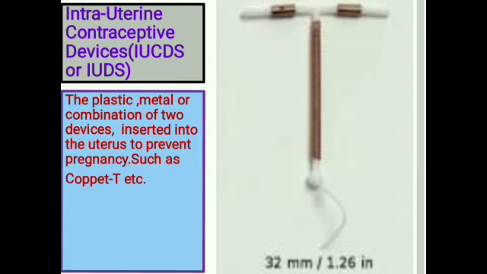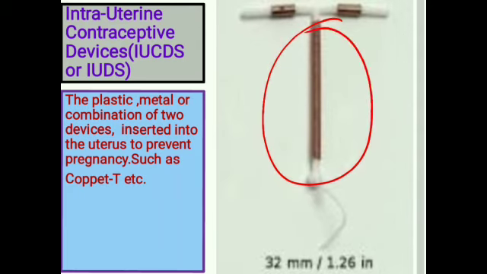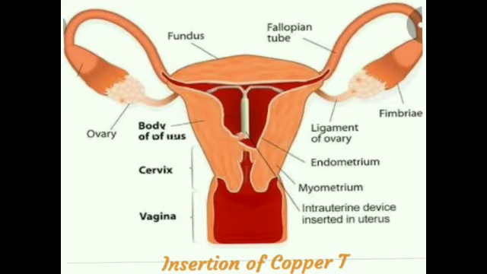Another one is intrauterine contraceptive devices, IUCDs or IUDs. These are plastic, metal, or a combination of the two, devices that are inserted in the uterus to prevent pregnancy. It includes the copper T. This is a copper T. Now look into the diagram. This is a female reproductive tract. Now this is a copper T that is inserted inside the uterus to prevent pregnancy.